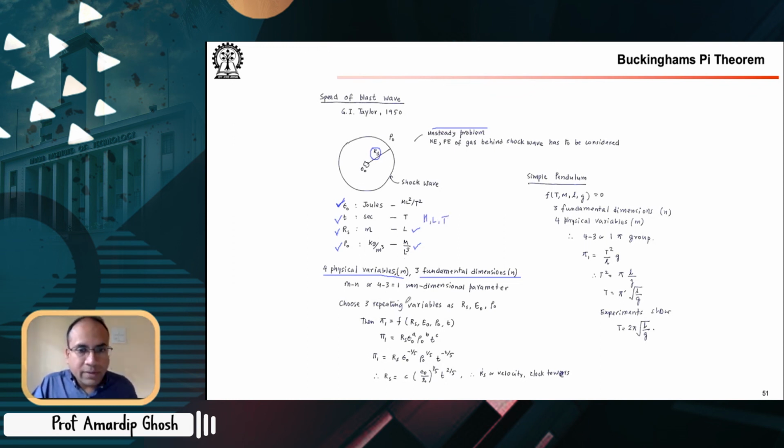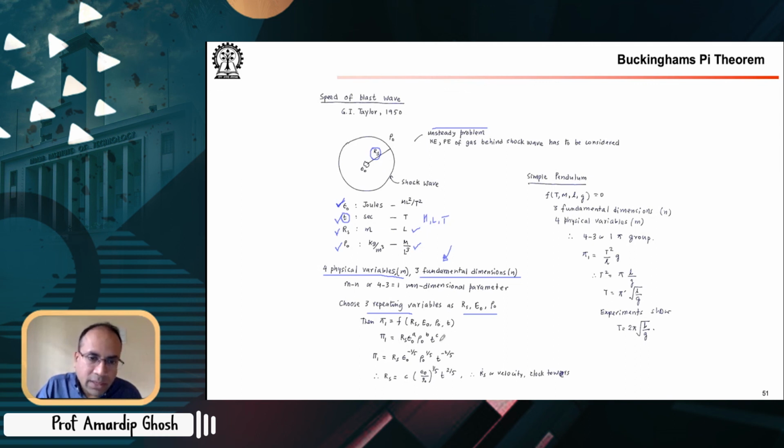So then we choose 3 repeating variables because we have 3 fundamental dimensions. Let us say we chose RS, eta naught, and rho naught, and then whatever is not there, we bring that in. So again, a similar thing: RS, eta naught, rho naught to the powers A, B, C, and then just bring the left out parameter in. In this case, we have done it in a slightly different way. We have kept RS without any power and put some powers on eta naught, rho naught, and T. Essentially, it doesn't really matter.